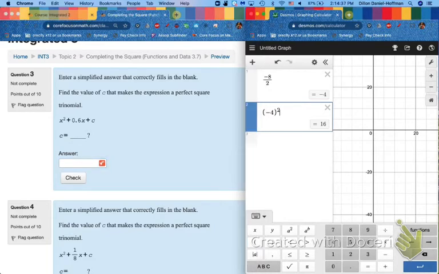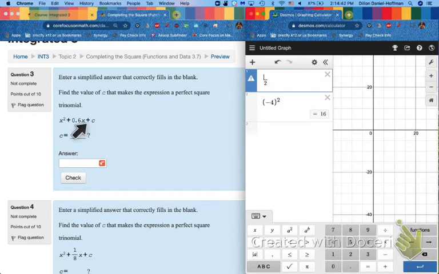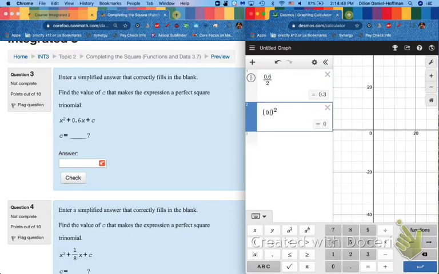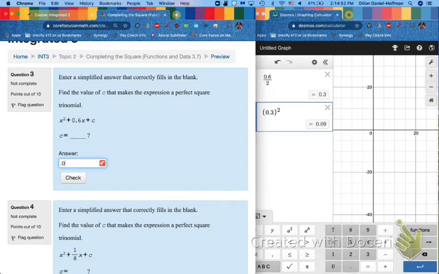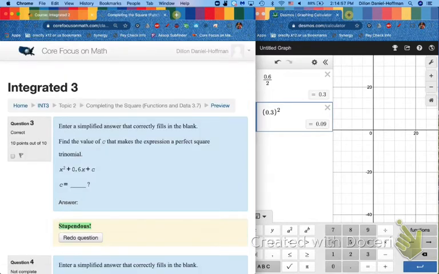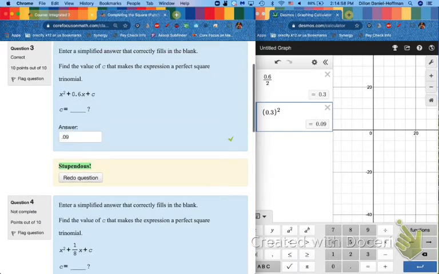Okay, now I'm going to replace this -8. It's the same thing because we still have this C right here. I've got 0.6 that I'm going to divide by 2. And now I'm going to put 0.3 in the squared spot. 0.09. I don't even think I need that first 0. Sure enough, you don't. It's so smart.